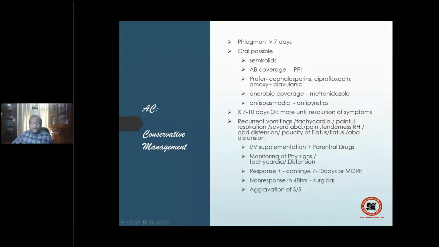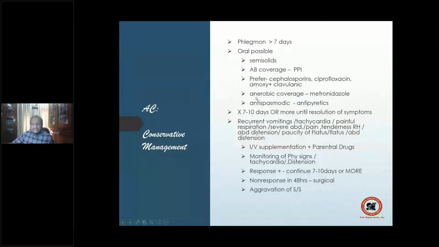So if possible, keep the patient on oral therapy. That means continue oral intake in the form of liquids or semi-solids, antibiotic coverage along with pantoprazole or any other proton pump inhibitors. What about the antibiotic coverage? Prefer the cephalosporins, especially the second generation cephalosporins. Prefer the floxacins, so you've got ciprofloxacin, and a combination of amoxiclav. So these are three groups of antibiotics which are preferred in acute cholecystitis. You've got the second generation or higher cephalosporins, the floxacins, and the combination of amoxicillin-clavulanic acid.